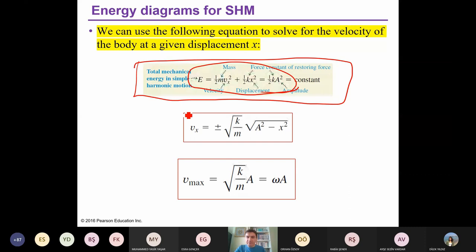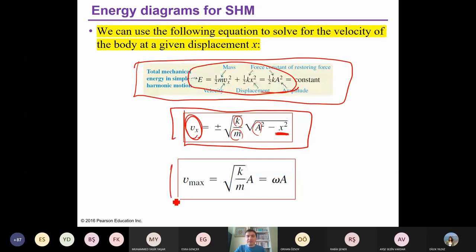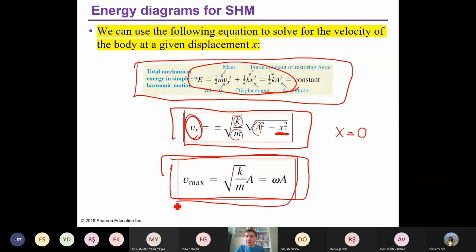The x velocity is given by plus or minus the square root of k over m, times the square root of A squared minus x squared. Consider that k and mass are constant, and the amplitude is constant, then as a function of x position you can calculate the velocity. The maximum velocity happens when x is equal to zero, in the equilibrium condition. If you put zero here, you get the maximum velocity, which is omega times A.